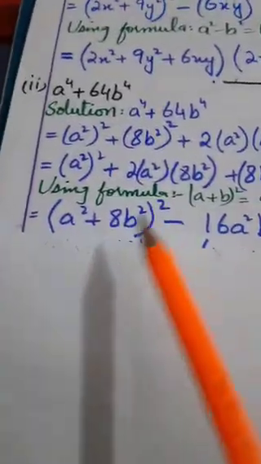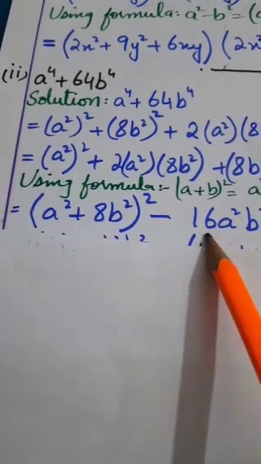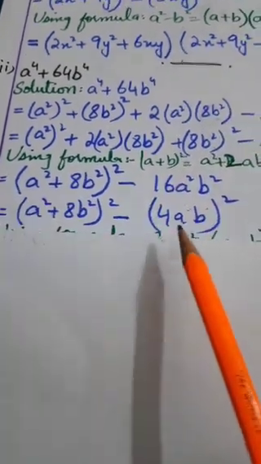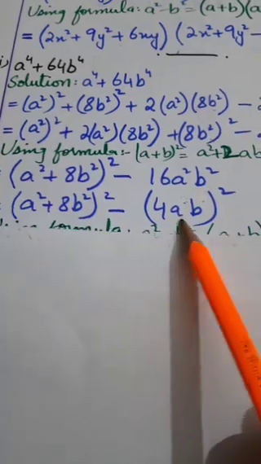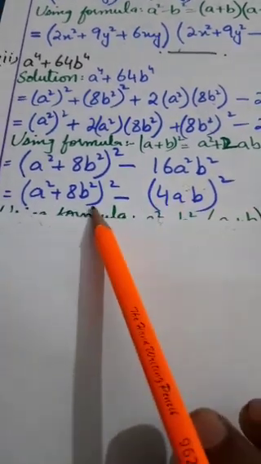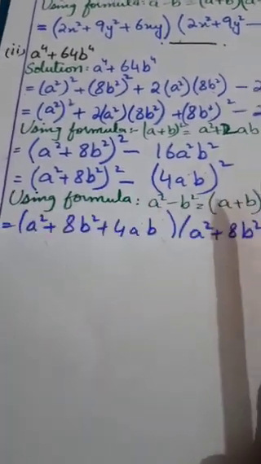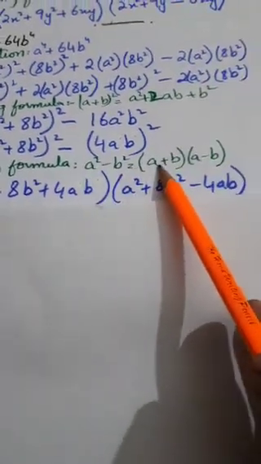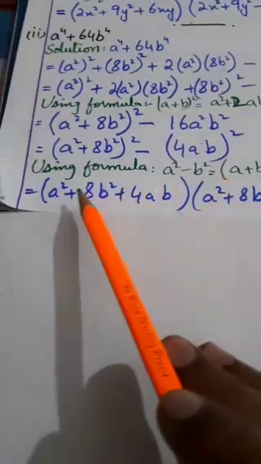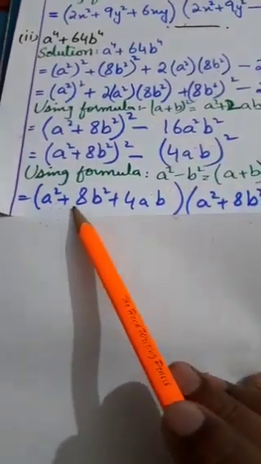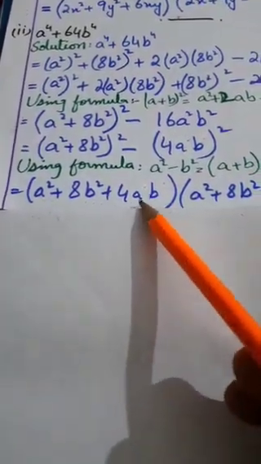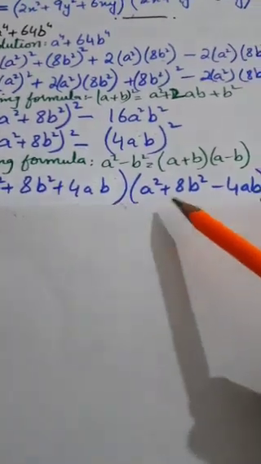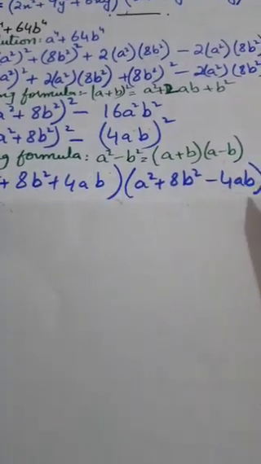So now it is a whole square, and 16 is the square of 4, girls. So it means that we are able to write down (4ab) whole square. Now it becomes a square minus b square, girls. So we are able to use the formula a square minus b square, one time plus and one time minus. So the answer is a square plus 8b square plus 4ab, and again a square plus 8b square minus 4ab.